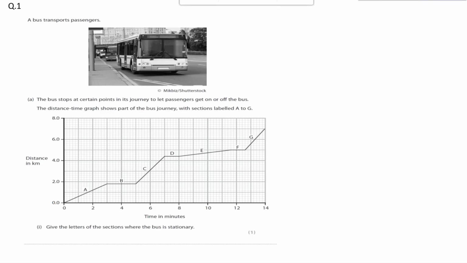Question number 1. A bus transports passengers. Question A. The bus stops at a certain point in its journey to let passengers get on or off the bus. The distance time graph shows parts of the bus journey with sections labeled A to G, distance in kilometer and time in minutes. Give the letters of the section where the bus is stationary.